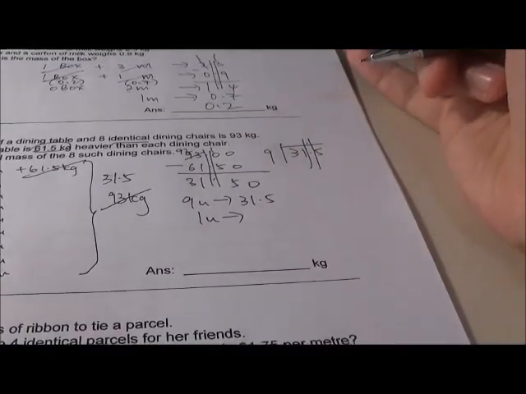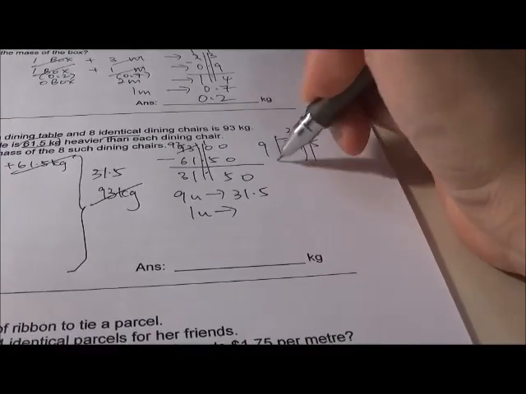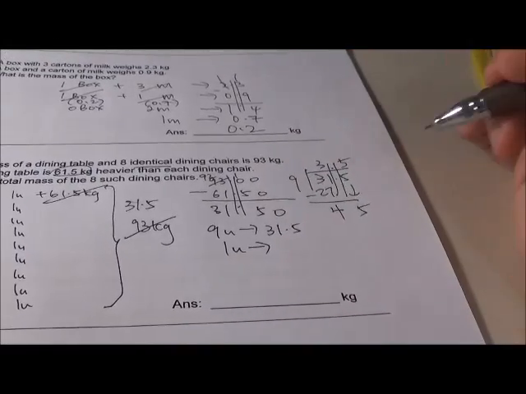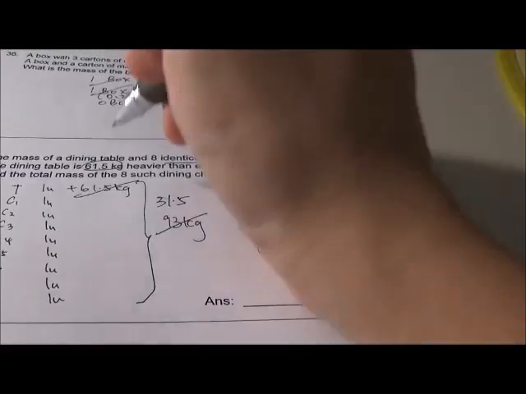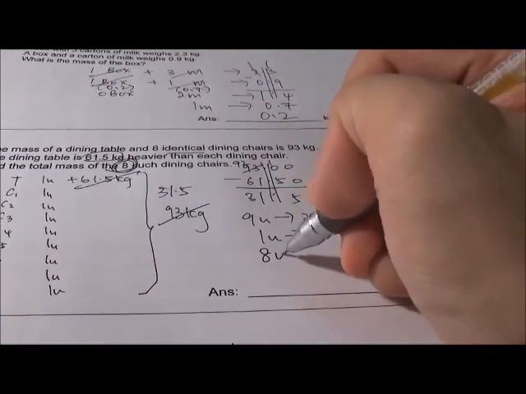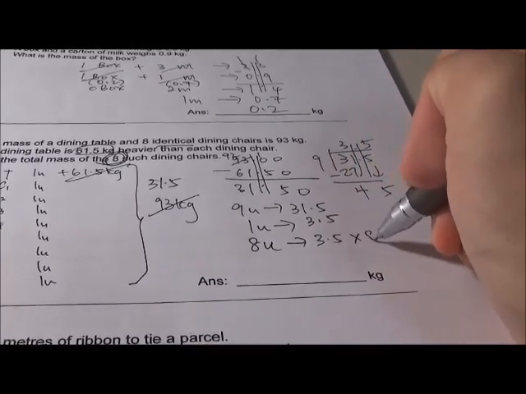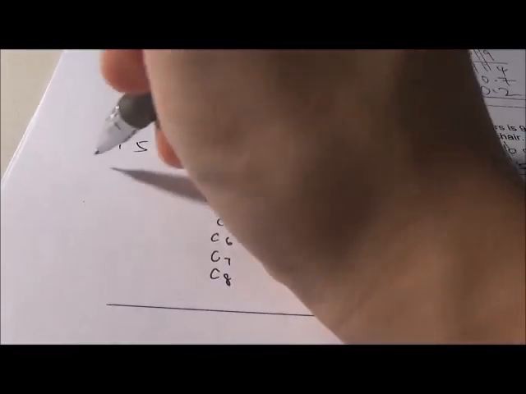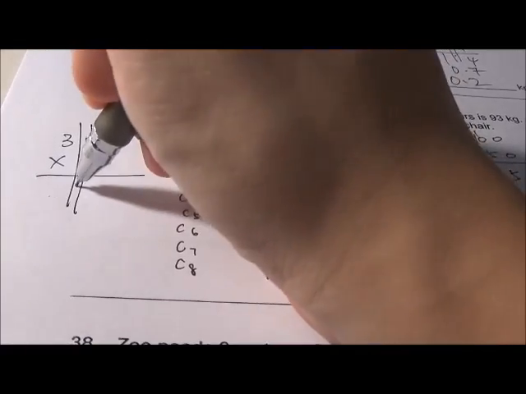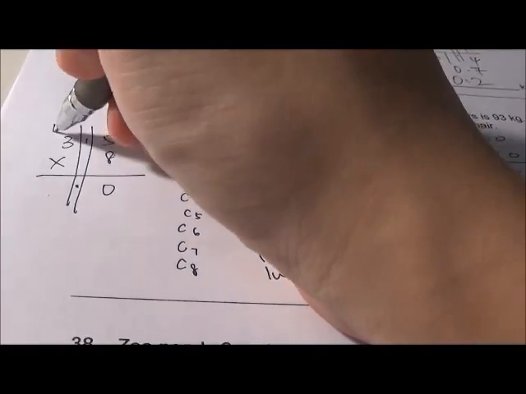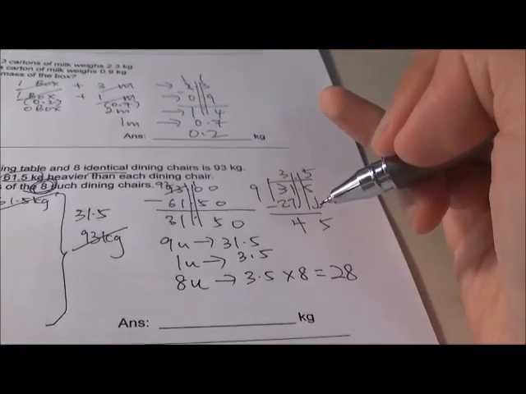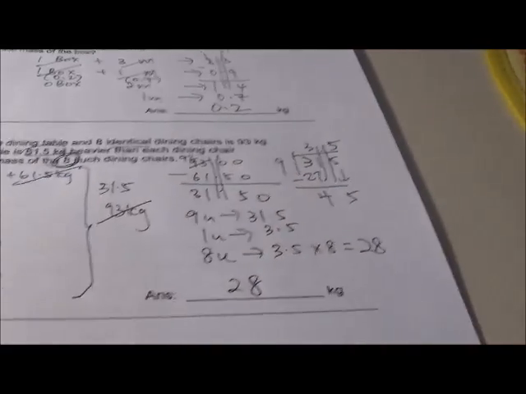Okay, 9, 18, 27, 31 minus 27 is 4. You bring down the 5, it'll be 45. 9 times 5 is 45. So 1 unit is 3.5. Total mass of the 8 chairs, so they want 8 units. So it'll be 3.5 times 8. Always remember your line. 8 times 5 is 40, 8 times 3, 8, 16, 24, 24 plus 4, 28. So question 37, answer 28 kg.